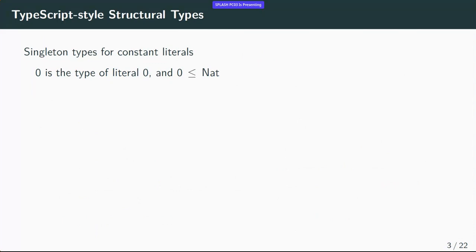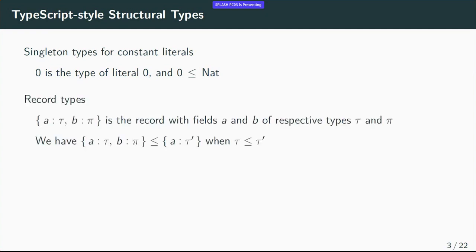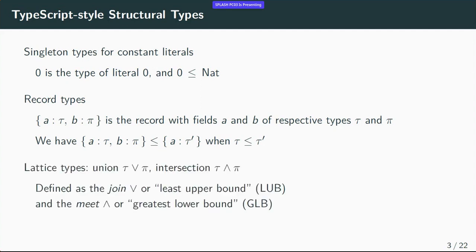First we look at a few classical TypeScript features, such as singleton types. In TypeScript, 0 is not just a term, but also a type. It's the type of specifically the constant 0, and it's a subtype of nat. TypeScript doesn't have nat, but we have nat in our language. Then we have record types, which have fields, and they are related by subtyping through width and depth subtyping. Width subtyping allows you to drop some fields from record types, and depth subtyping allows you to widen the types of the given fields. And importantly, we have union and intersection types.